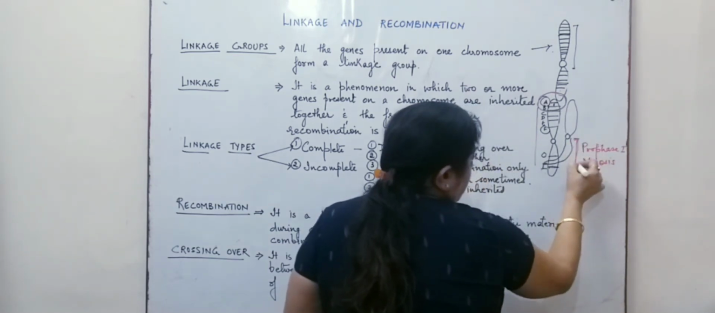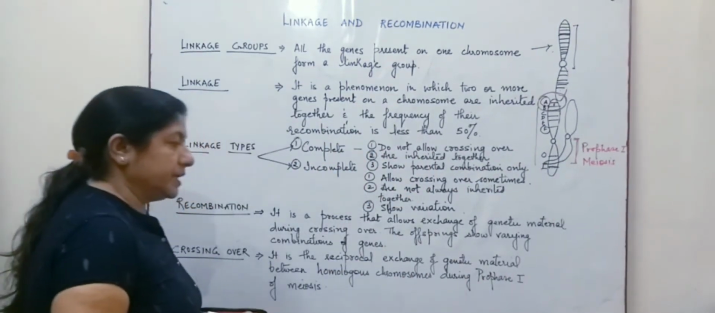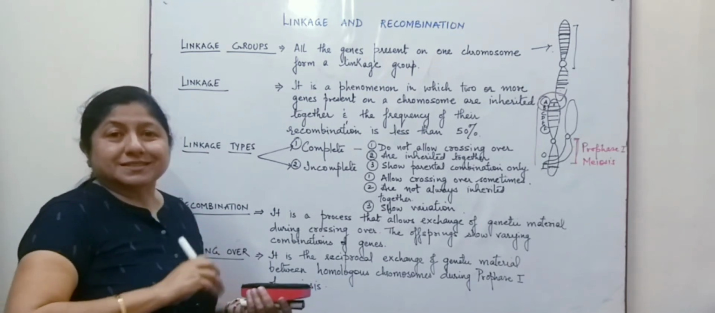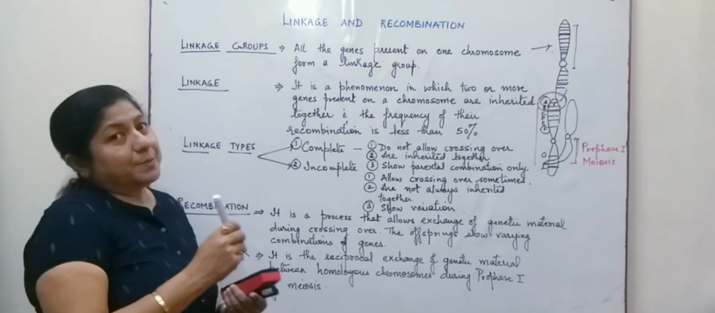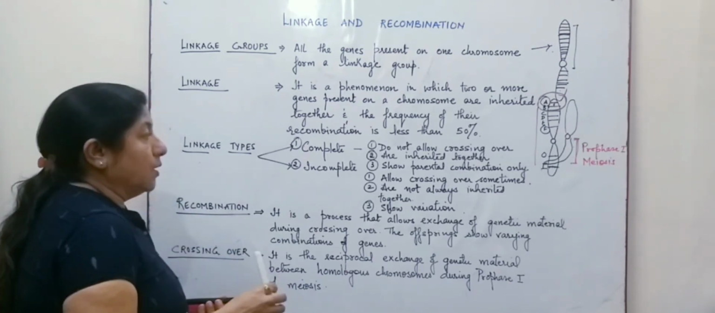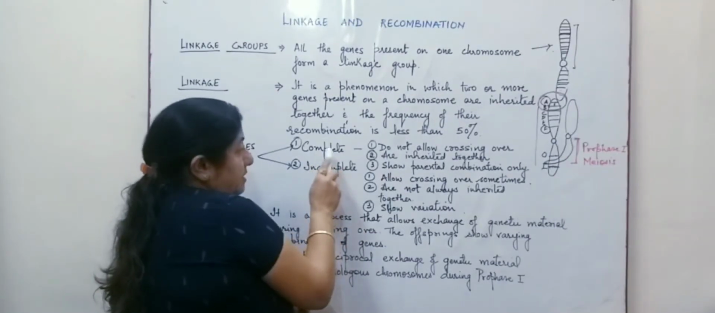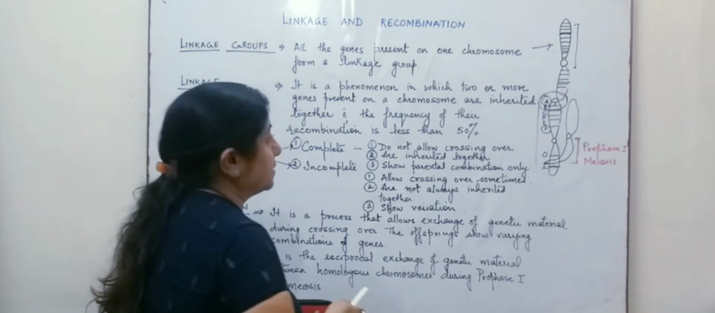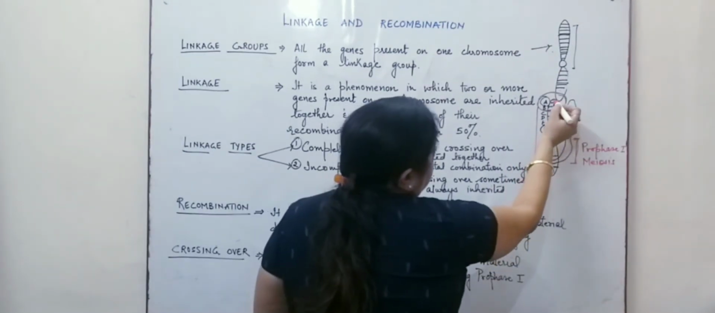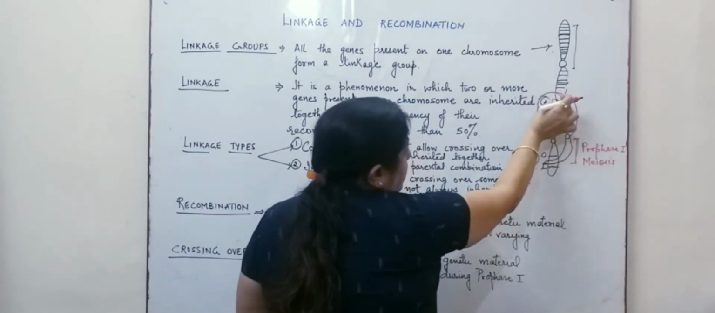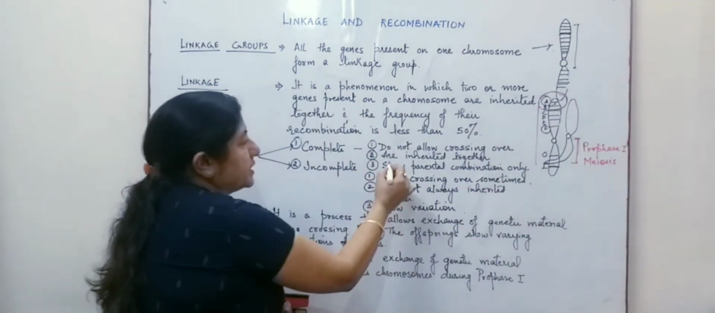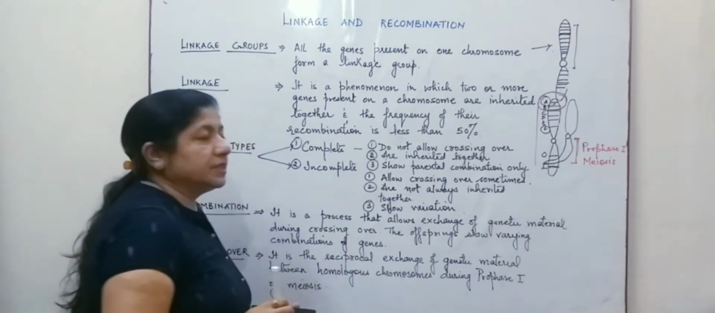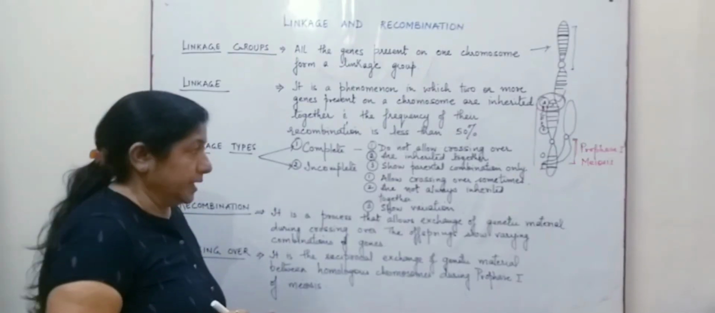So this crossing over allows recombination and also enables variation because it is during this period that the genetic material is exchanged. Now, as a result, in the case of complete linkage, since it is not allowing any crossing over, that means over here, if we talk of genes A and B, it will not allow any crossing over and they will always be inherited together. As a result, they will be showing the parental combination only.